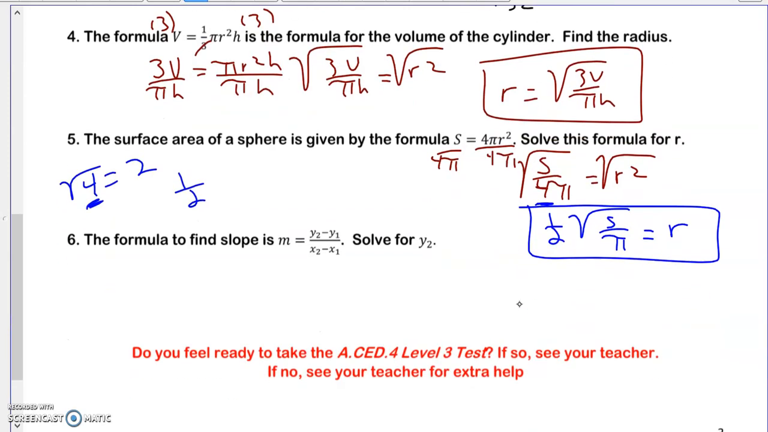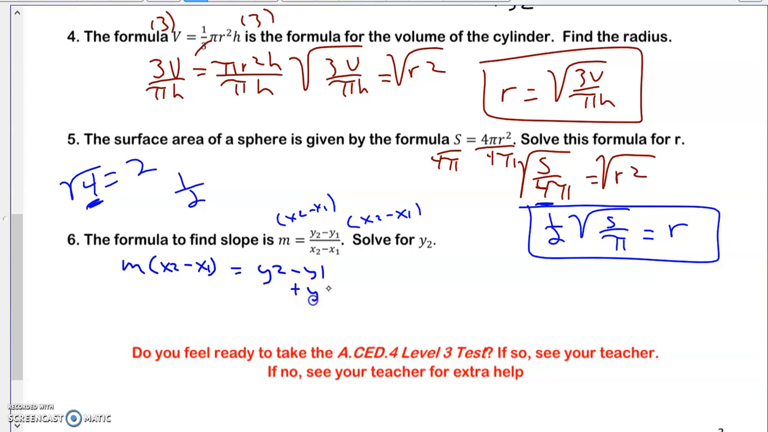And finally, my favorite equation, I use this often, is I use this for slope. So we need to get y2. The first thing I'm going to do is take the bottom, and I'm going to multiply it. And we've been doing this for a while now. So we get m times x2 minus x1 equals y2 minus y1.